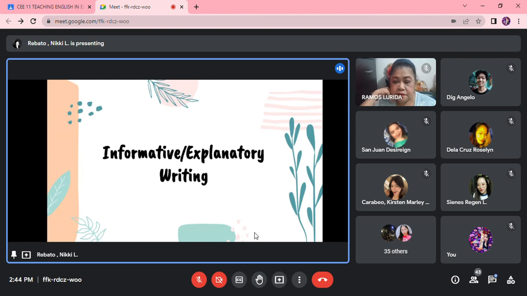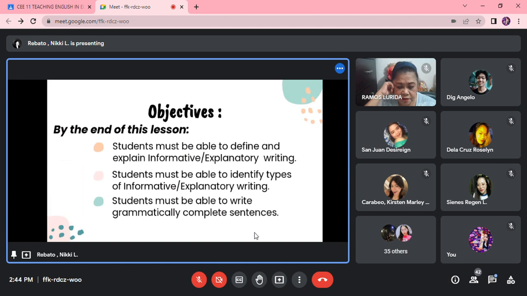My name is Nikki L. Ribato. I'm here to discuss informative explanatory writing. Okay, let's start with the objectives. By the end of this lesson, students must be able to define and explain informative explanatory writing. Students must be able to identify types of informative explanatory writing. Students must be able to write grammatically complete sentences.